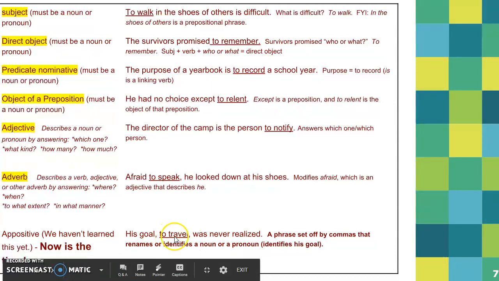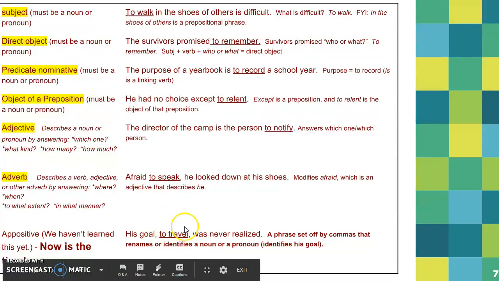So his goal to travel was never realized. So his goal is to travel. This is renaming this category. So like you could say, Miss Gray, a teacher, was absent today. Miss Gray, comma, a teacher, comma, was absent today. A teacher would be renaming or identifying me. That's what an appositive is.